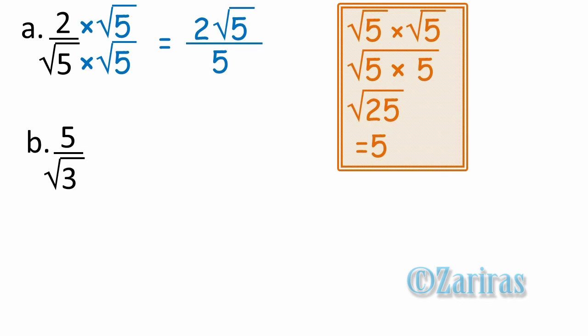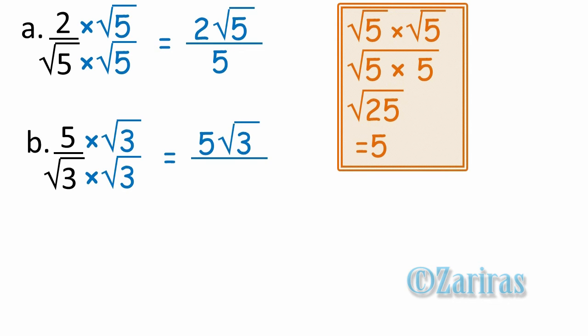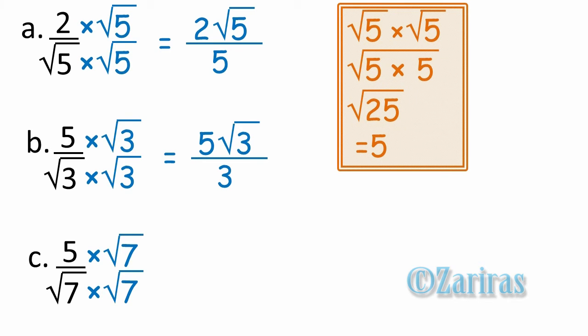And next let's go to question B, 5 over root 3. If we multiply the denominator by root 3, we have to multiply the numerator too. So 5 root 3 will be the numerator, and the denominator would be 3. 5 root 3 over 3. Next we have 5 over root 7. So now we have to multiply by root 7 to rationalize the denominator. If we multiply the denominator by root 7, we have to multiply the numerator also by root 7. So the answer would be 5 root 7 over 7.